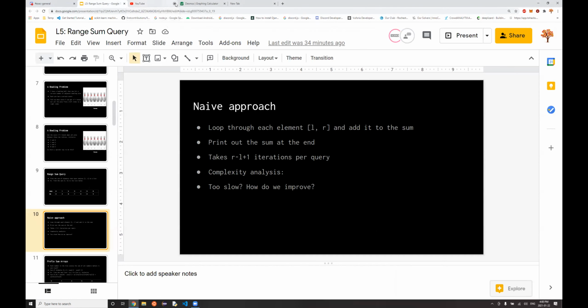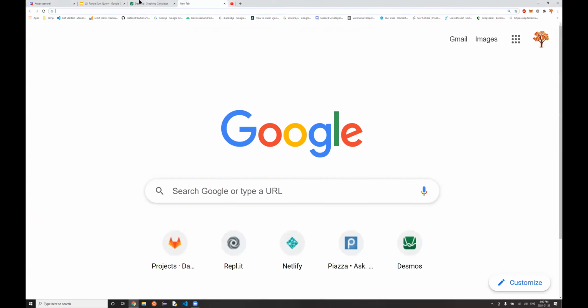All right. So anyway, now we're going to talk about the best approach, or maybe not the best approach, but the most common approach to this type of problem, where we use something called a prefix summary.